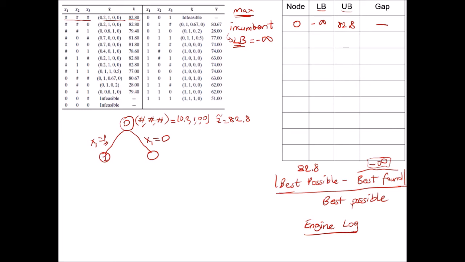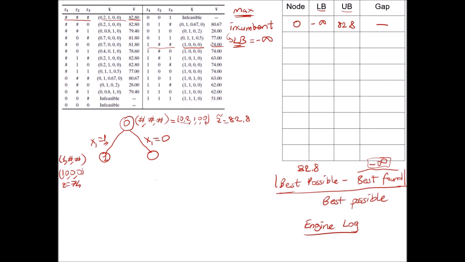And what is the problem that I need to solve here? The value of x1 is fixed to 1, x2 is free, and x3 is free. And now I need to solve it. Let me look at this solution. 1 free free, which is this one. The solution is 1 0 0 0, and the objective value is 74. Okay, Z value is 74.